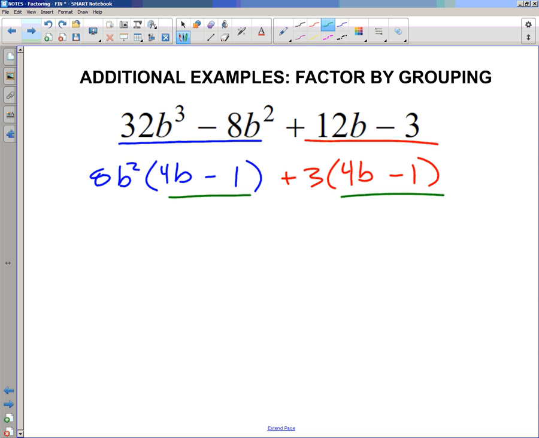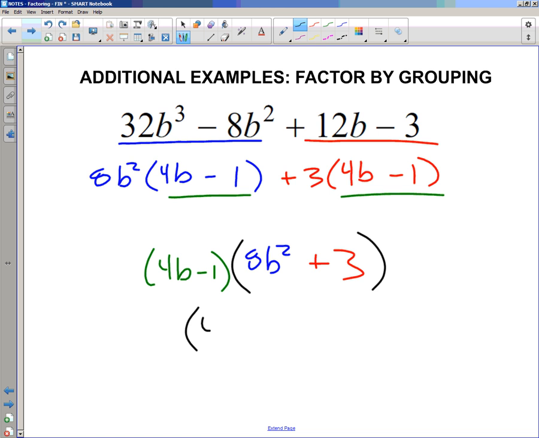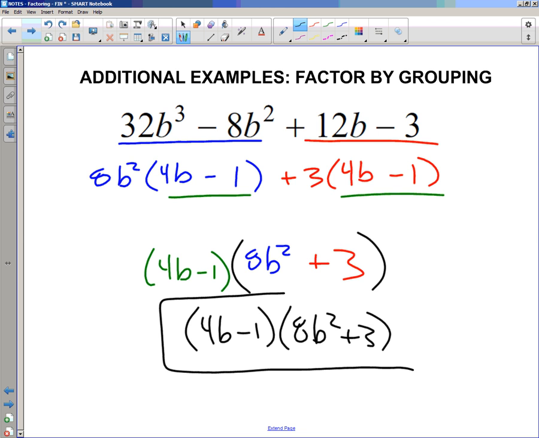So we do have 2 identical factors. We're going to take those 2 things, we're going to pull them out in front of this entire expression. So this 4b minus 1 is going to come out in front, and what's going to be left behind will be an 8b squared and a positive 3. Let's see if we can take any of these factors any further, and I don't believe that we can, so I'm going to call it quits at this point. 4b minus 1, 8b squared plus 3 will be our final answer.